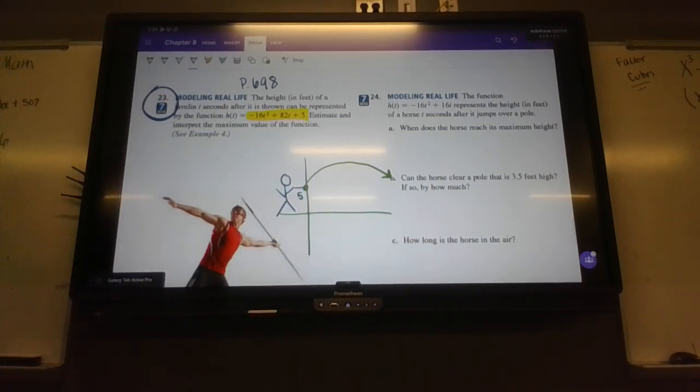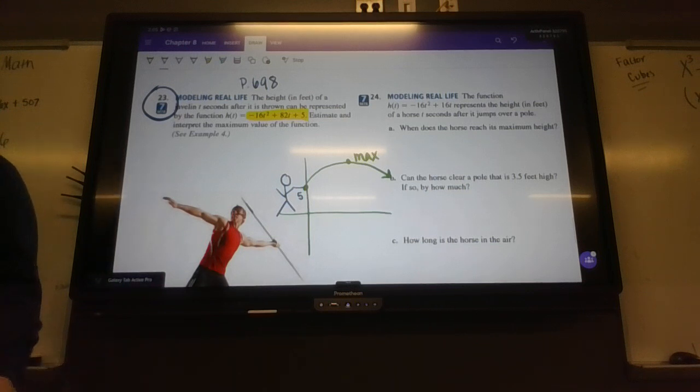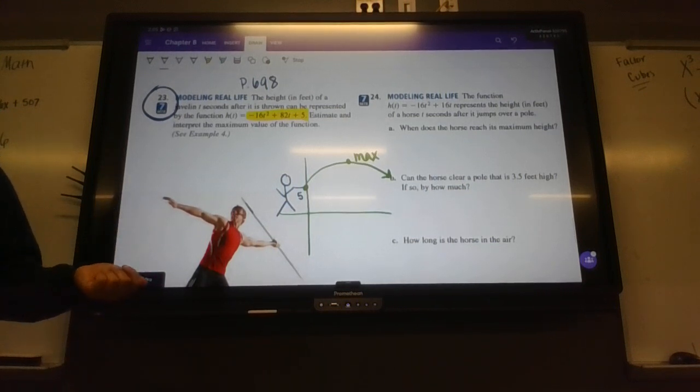The javelin? 110. I'm gonna put this in Desmos, we'll figure it out. You would think the javelin went 100 feet in the air? 110.